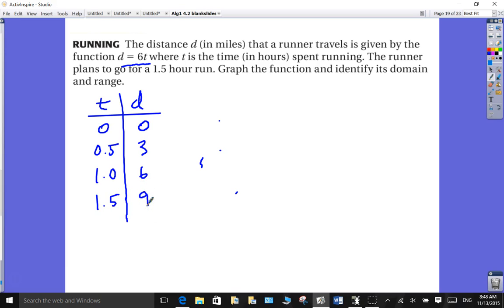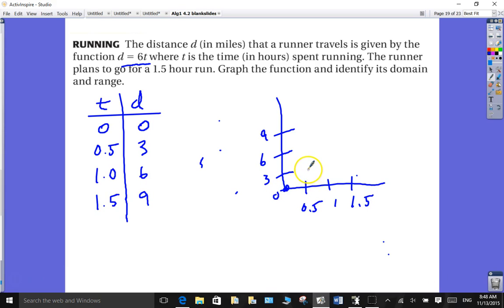9. So if we graph the function, 0, 0.5, 1, 1.5, and this is going up 3, 6, 9. Then we have these points: 0, 0; 0.5, 3; 1, 6; and 1.5, 9. And should we connect those with a line? Yeah, sure. It includes all the points in between.